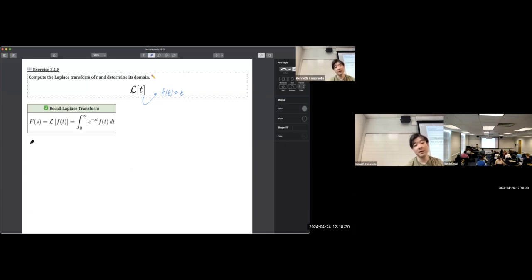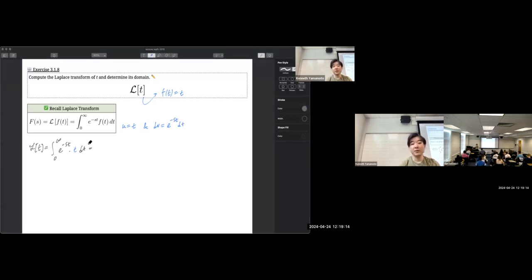So we're just doing the same thing. We're just going to say the Laplace transform of t is just computing this improper integral. You're going to say 0 to infinity of e to the negative st times t, the function, dt. For this one, you're going to have to do integration by parts. You could use u is equal to t, and dv is equal to e to the negative st dt.